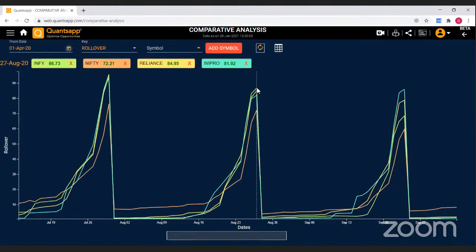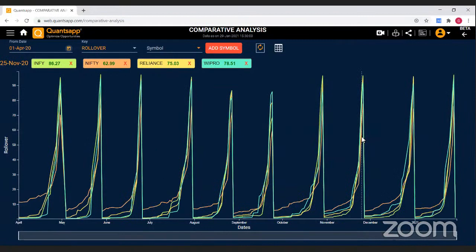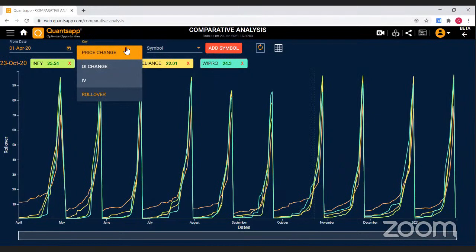So this is the rollover for August. For Wipro, you might say there's a slight jump. In Nifty, 72% in August. You can see the decline in the rollover. So this is how you can also compare the different key factors. The main point we are trying to bring up here is the price, how the prices of these stocks have changed. Then you can also do the OI change, IV change, and rollover.